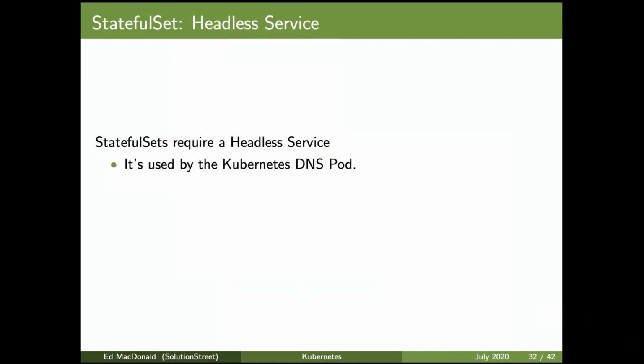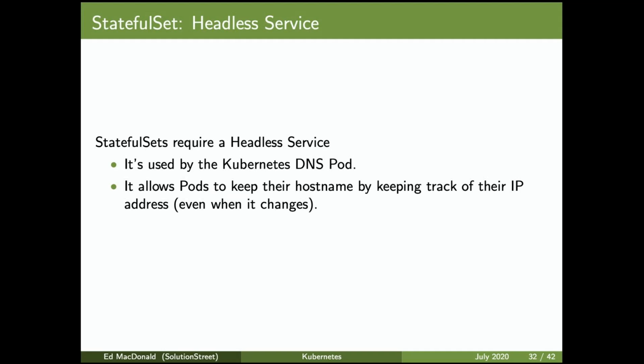One more thing to complete our picture. So I've been saying that stateful set pods also have persistent network identities. The way that's achieved is through a headless service. Headless service is also another Kubernetes object that we're not going to go into very much detail about, other than to say that it's used by the Kubernetes DNS pod, and it's what allows pods to keep their host name by keeping track of their IP address even when it changes.